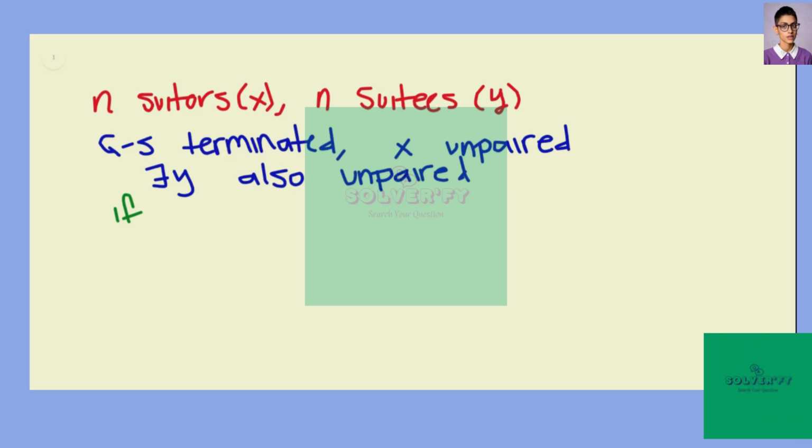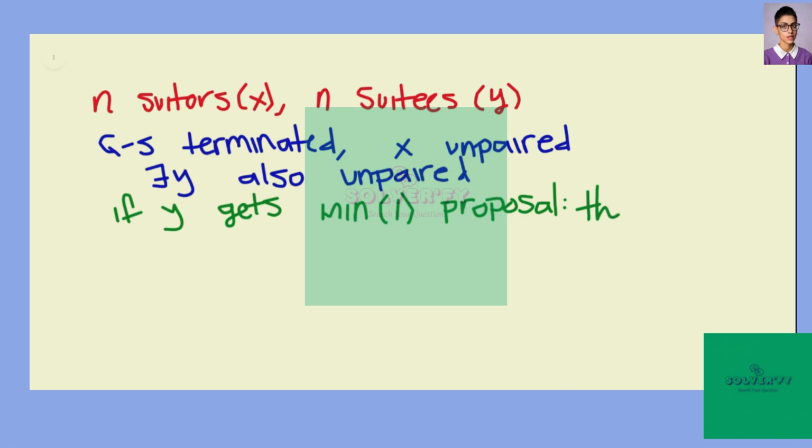Okay, but it's good to observe that if y gets at least a minimum of one proposal, then they get paired. Right? So initially, if there's no pairing, the pairing occurs, and then from there on, you never become unpaired. You just sort of trade up.